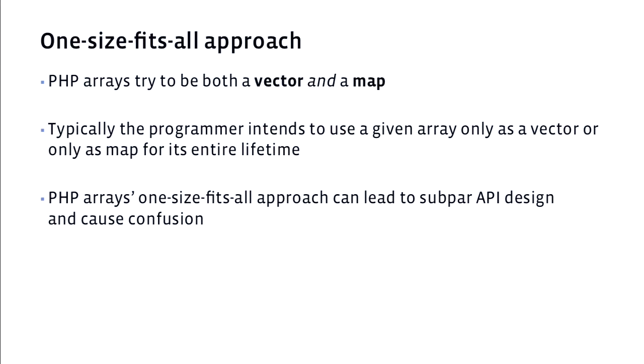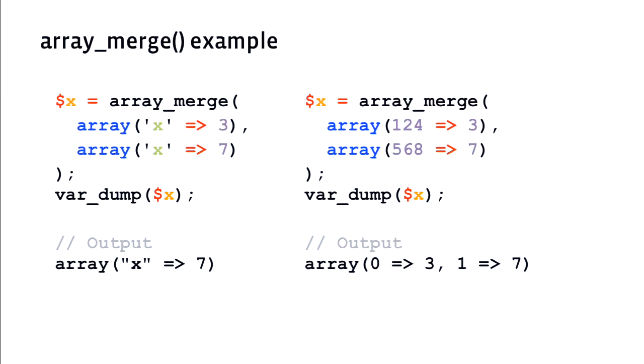So I mentioned there's some downsides to the one-size-fits-all approach. PHP arrays try to be a vector and a map at the same time. The shame of this is that typically when you create an array somewhere in your source code, you pretty much only intend to use it as a vector or only as a map for its entire lifetime. So you're losing type information about the structure of this thing by having to call them both array. And also because of this, you get subpar API design and developer confusion over whether they're dealing with a vector-like array or a map-like array.